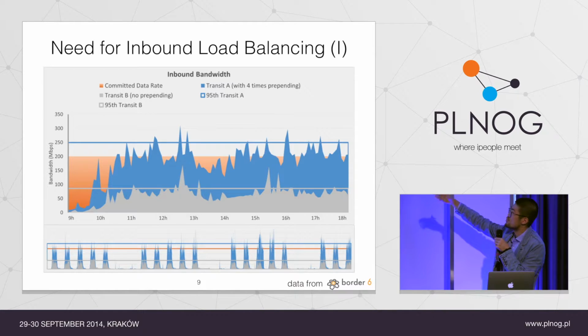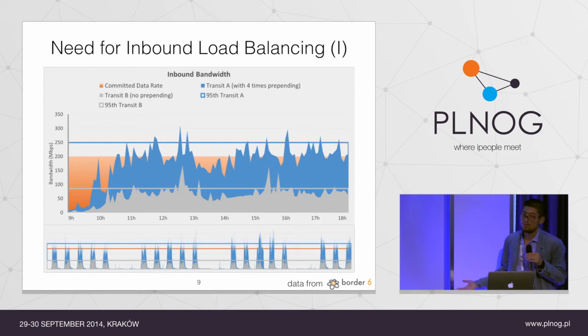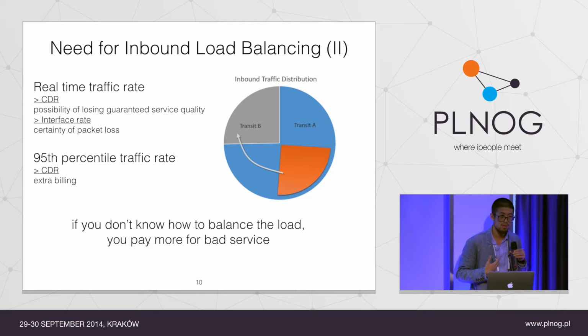And we can see that for transit A, the 95th percentile rate is above the CDR rate, and there are times that its real-time traffic rate also exceeds the CDR rate. So what does it mean? What's the implication? What does this graph mean? To me, it has multiple implications.